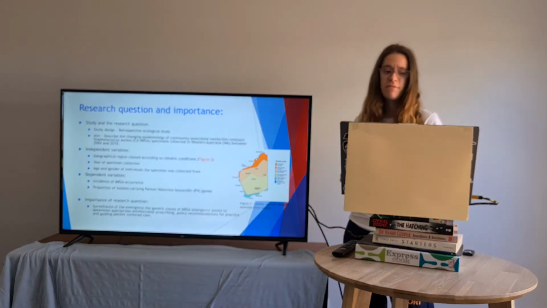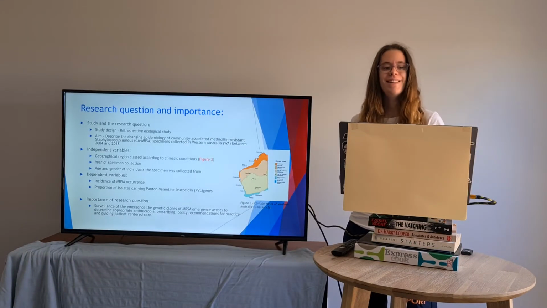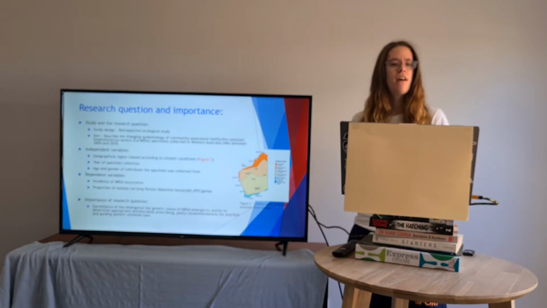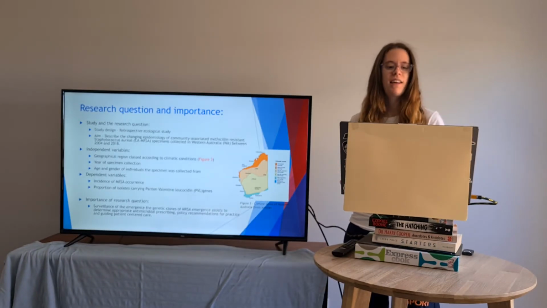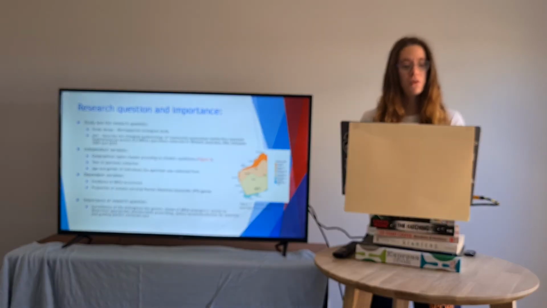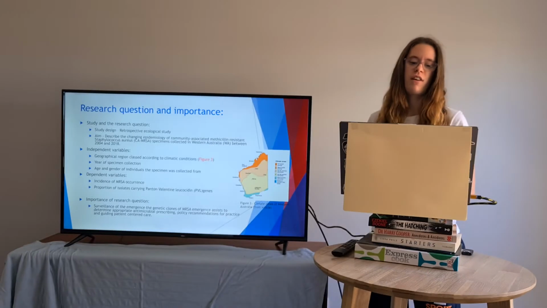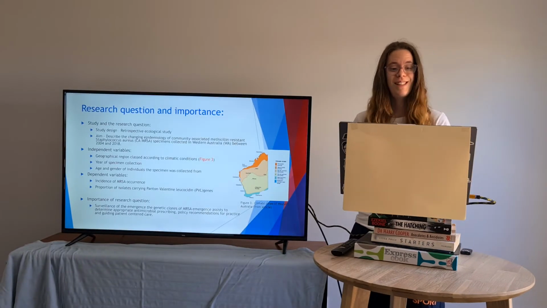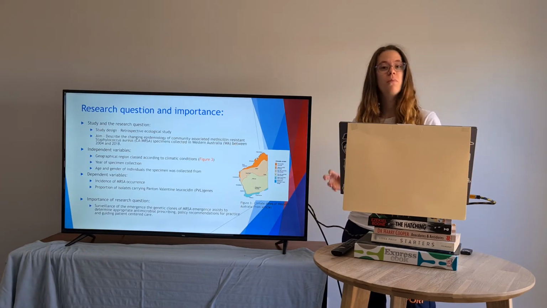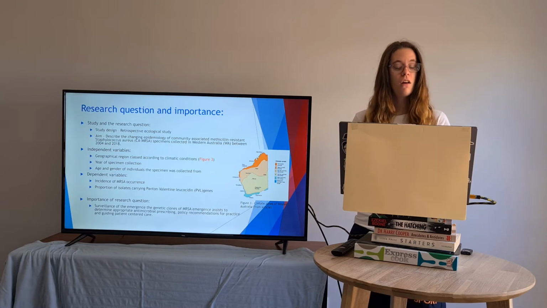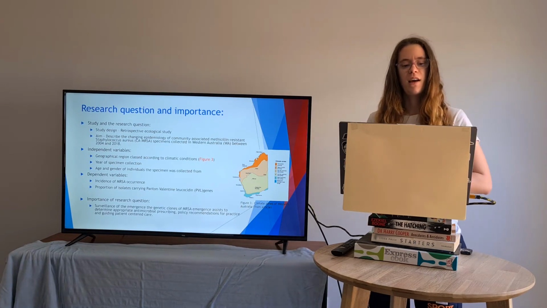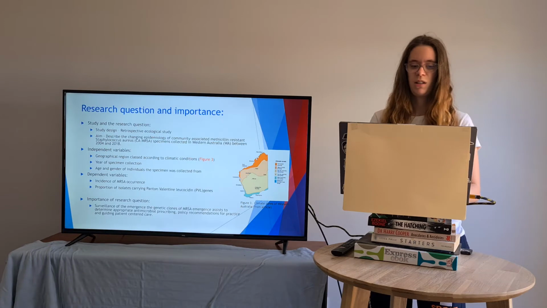The dependent variables of interest were that of the incidence of MRSA occurrence and the proportion of isolates that carry the PVL genes. This is important in order to survey the emergence of genetic clones of MRSA in order to assist and determine the appropriate antimicrobial prescribing, policy recommendations, and practices for guiding patient-centered care.